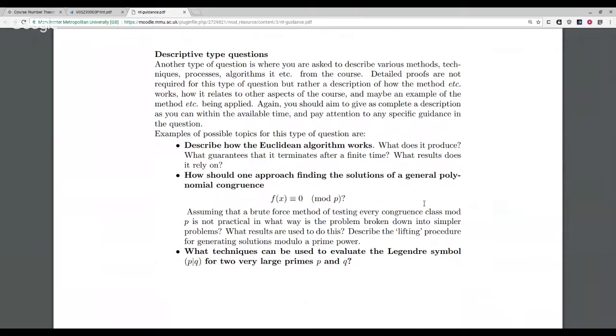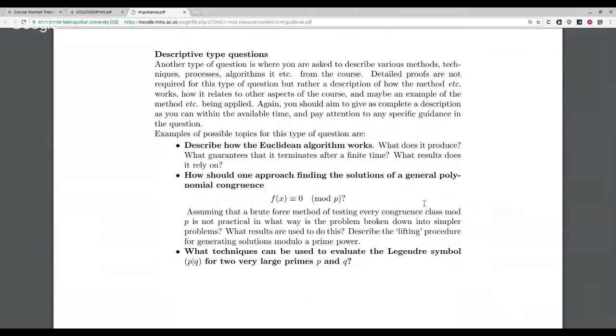Or another option would be, what techniques are used to evaluate the Legendre symbol (p/q), the two very large primes being p and q? Okay. So that's what that's referring to as the factorize, flip, reduce procedure. Remember that factorize, flip, reduce algorithm we did recently for evaluating Legendre symbols? So you'd want to give a descriptive treatment of that.